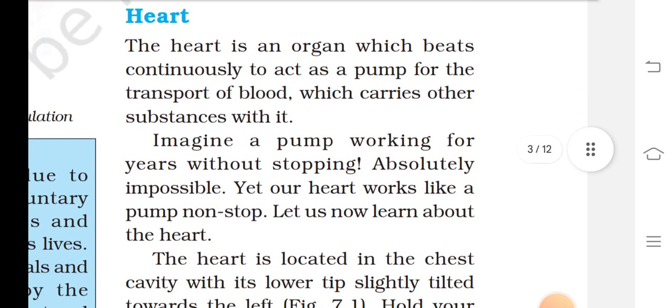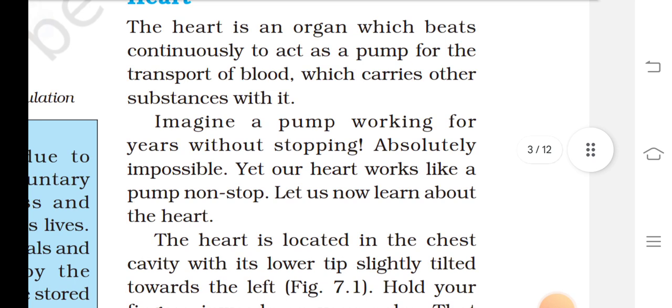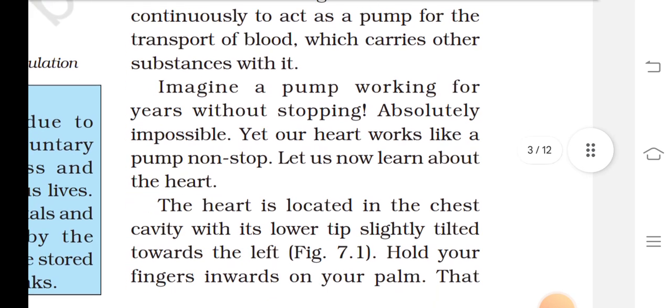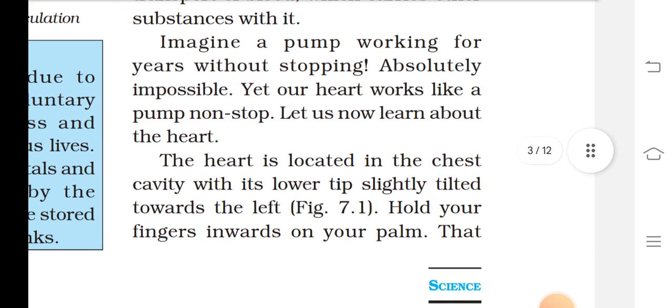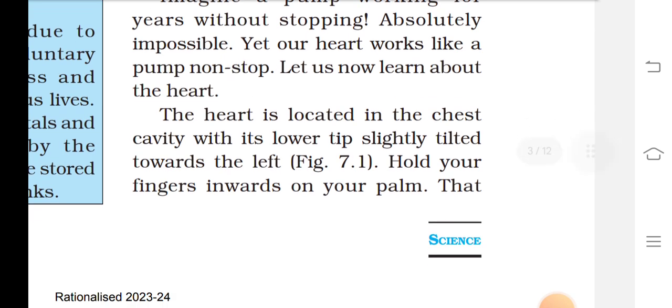The heart is an organ which beats continuously to act as a pump for the transport of blood, which carries other substances. Imagine a pump working for years without stopping. Absolutely impossible. Yet our hearts work like pumps non-stop. Let us now learn about the heart.